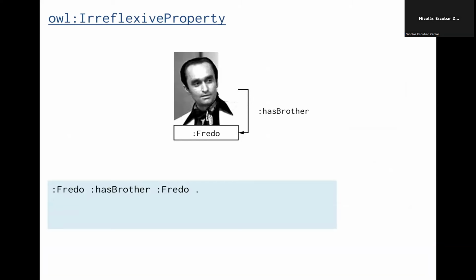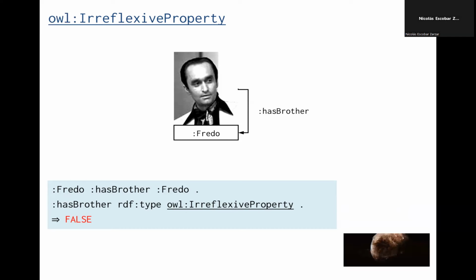Irreflexive property. So we can say that has brother is an irreflexive property. You can't be your own brother. Although I don't know, maybe that's debatable. But you can't be your own sibling. So if we define that to be the case, and we have Fredo has brother Fredo, what does it mean? It means an inconsistency. There's no way to resolve this other than that this is a contradiction. So the world implodes again.